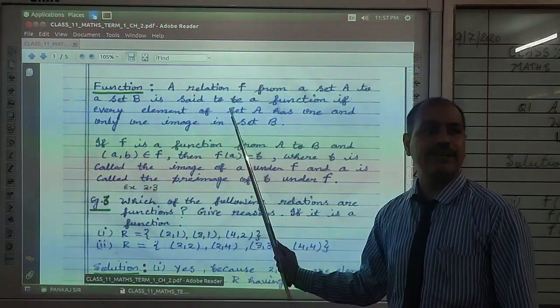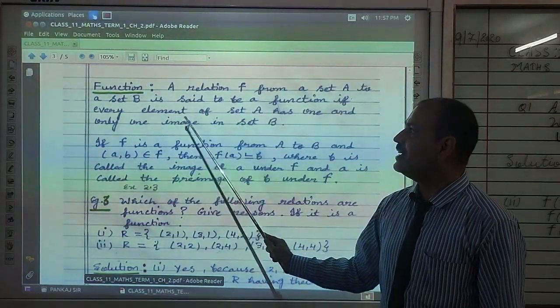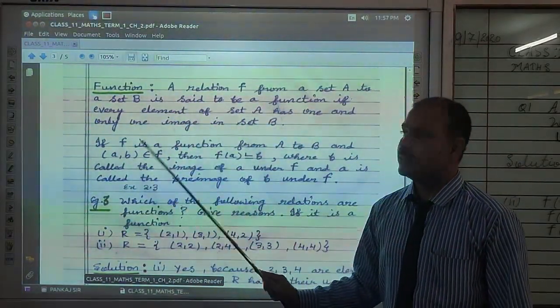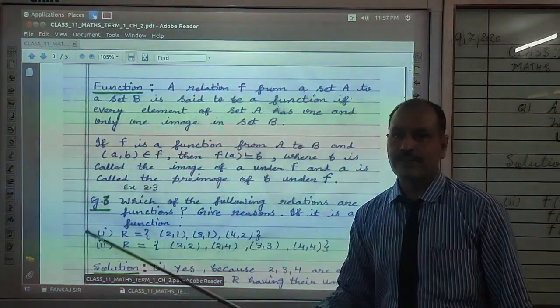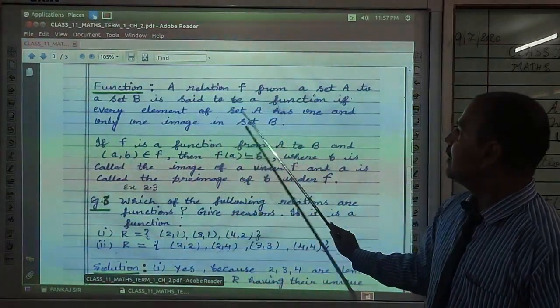This is a very important line. You can identify whether it is a function, yes or no. This line is very important. Now, what is the line?